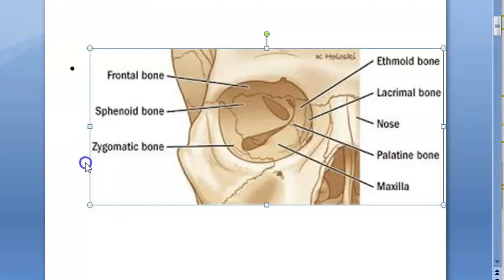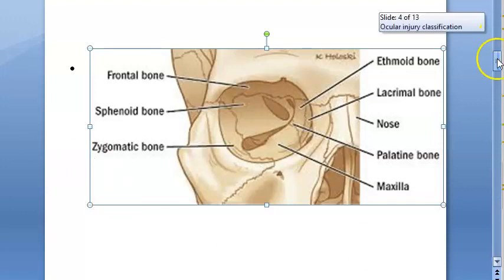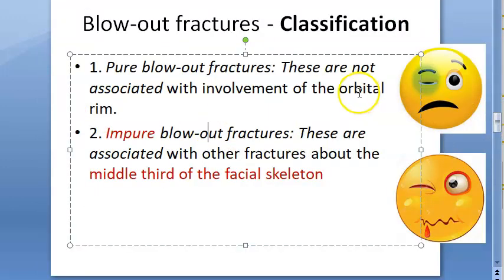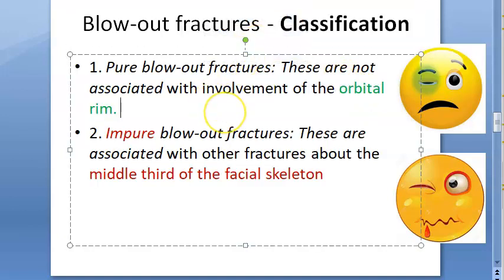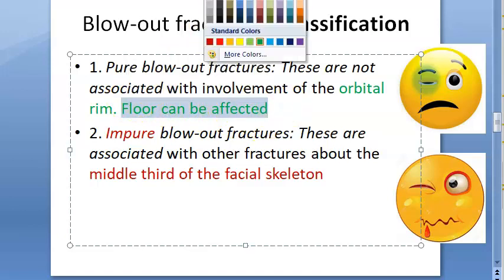Okay, in blowout fractures you have two. What are the two? Pure and impure. So we're done with the classification, guys. So the orbital rim is safe. That means it is pure. So only the floor is affected or something like that, right? Impure means the middle third of the facial skeleton is also affected.